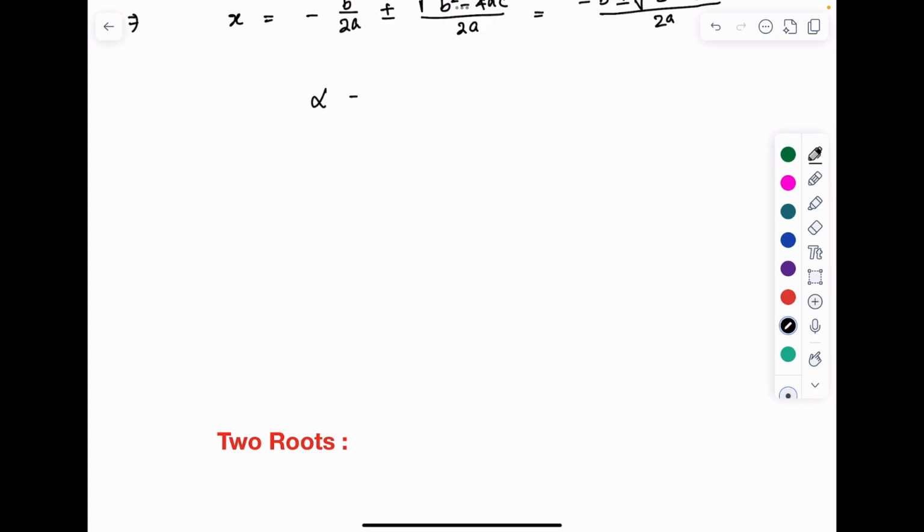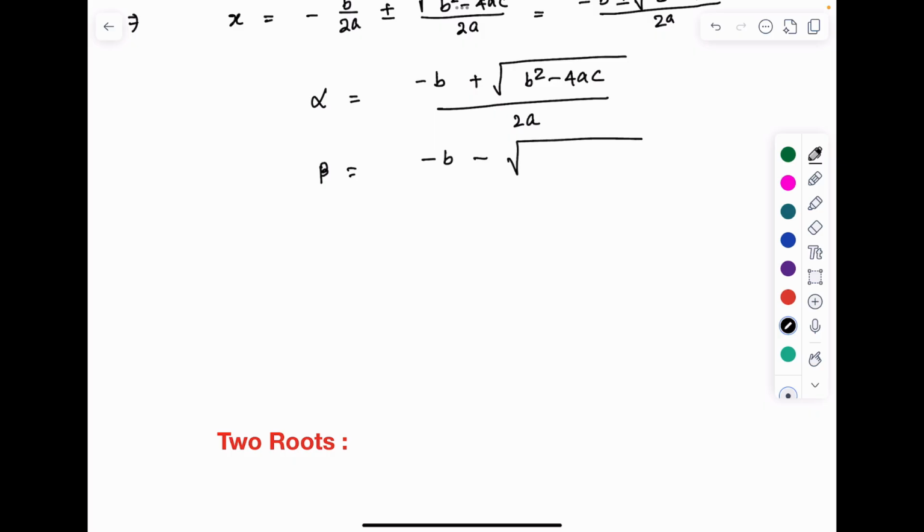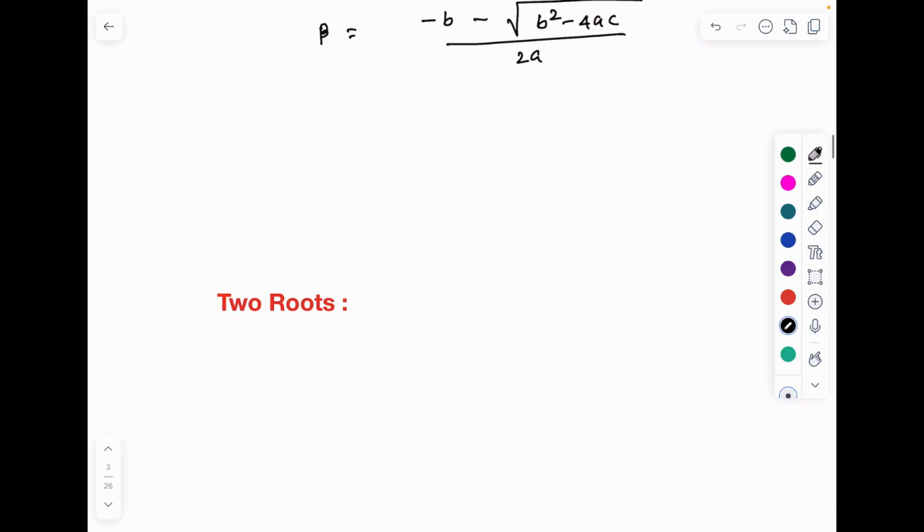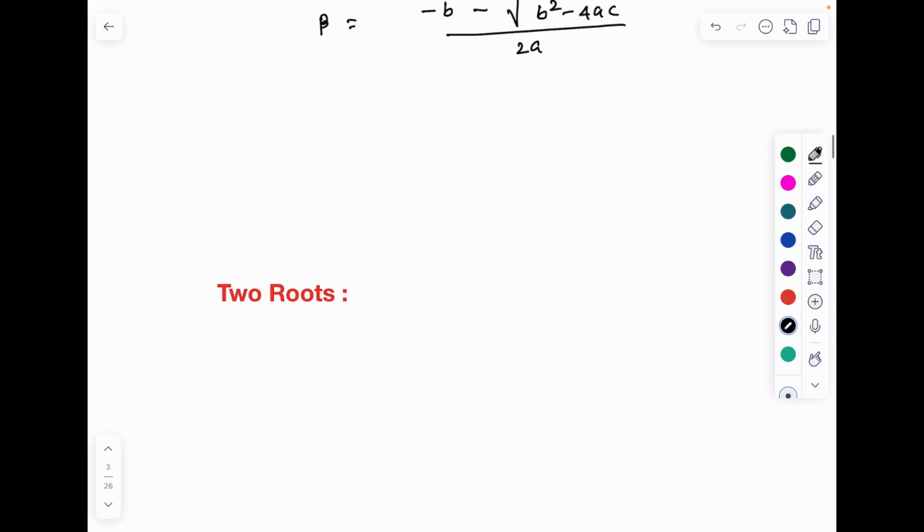Of the two roots, one is alpha. Alpha we take as minus b plus the square root of b square minus 4ac by 2a, and another we will write as beta, which is minus b minus the square root of b square minus 4ac by 2a. These are the two roots.